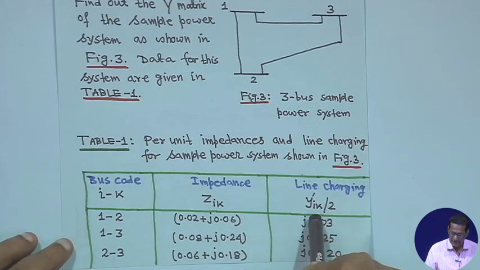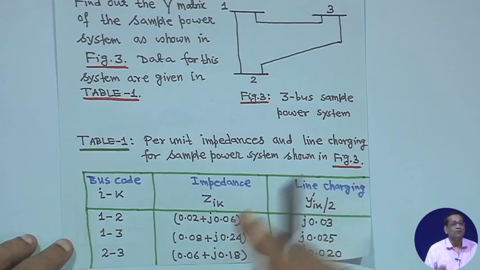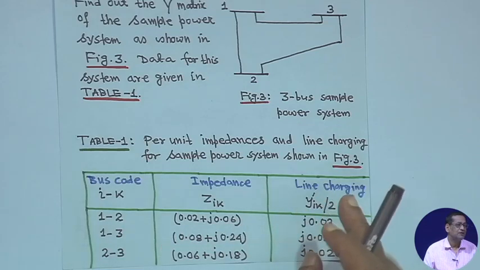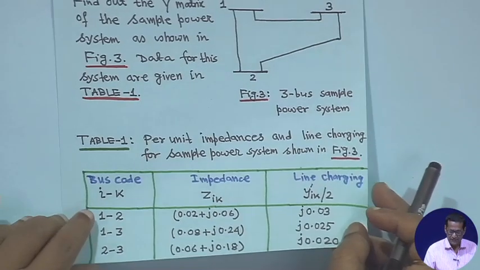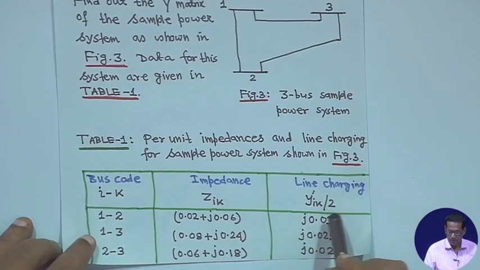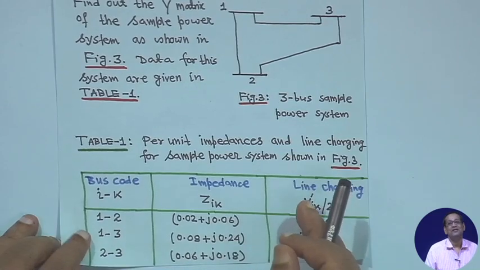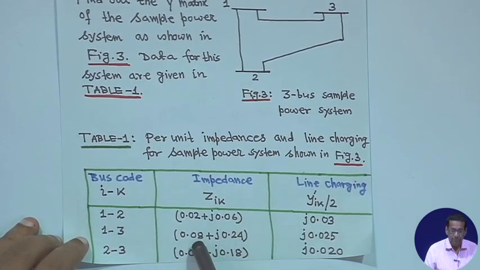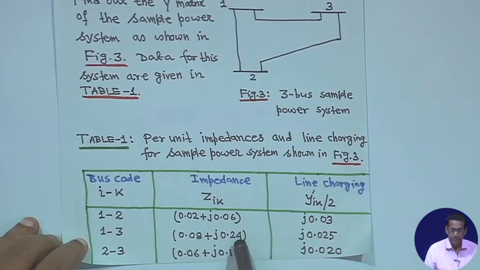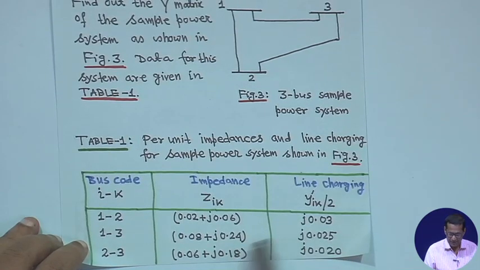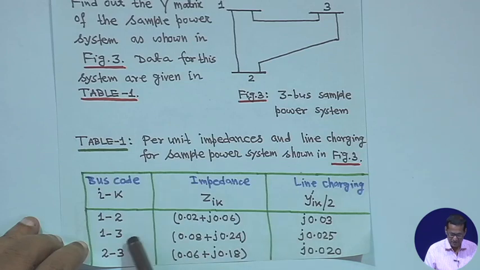The line charging admittance is given as y'ik by 2, half, because for a transmission line you use the nominal pi method, y by 2, y by 2. So, it is given as y'ik by 2. If by chance it is given as y'ik, then you have to make it half and half, right. Similarly, for 1 to 3 it is 0.08 plus j0.24, and this is j0.025, that is y' for line 1 to 3, ik.